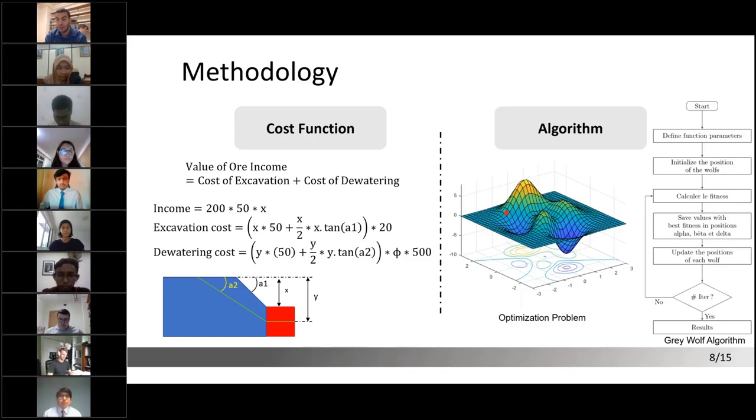The dewatering cost is a function of the water table y and the angle of water removal A2. All parameters are illustrated here in the figure, where the red part is the ore. With 4 variables, the excavation depth x, the excavation slope angle A1, the water table level y, and the dip angle of water A2, solving this problem is complex. And we cannot use a linear solver for this, because it contains many local solutions and global ones. Thus, we have hand-coded a stochastic optimization algorithm called the Grey Wolf algorithm, to optimize the cost function in Python.